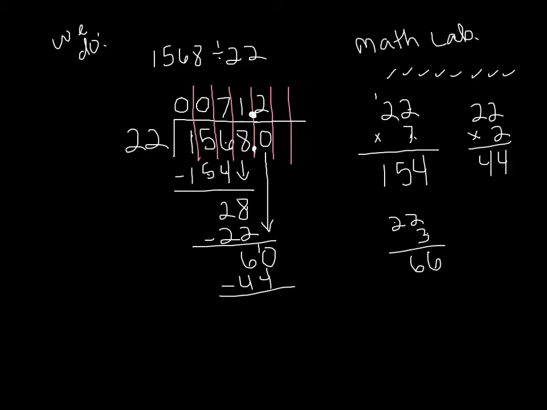I've got to subtract, and this one I've got to borrow. 10 minus 4 is 6. 5 minus 4 is 1. Check and make sure. 16 is smaller than 22. That's good. That took me only to my 10th place.